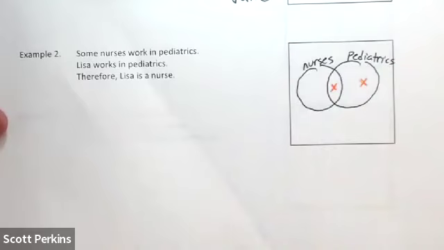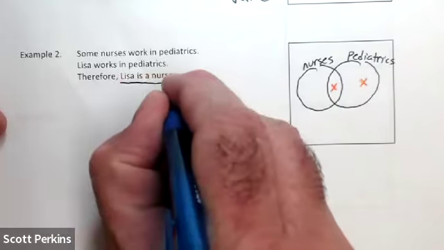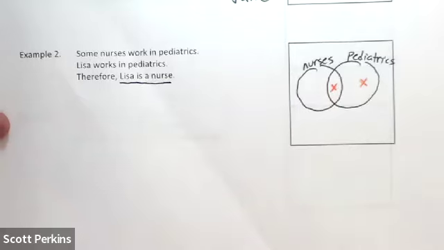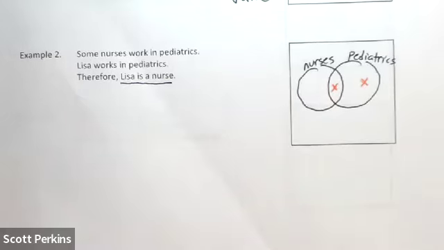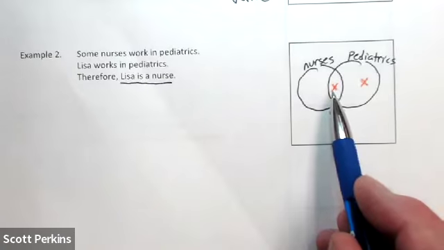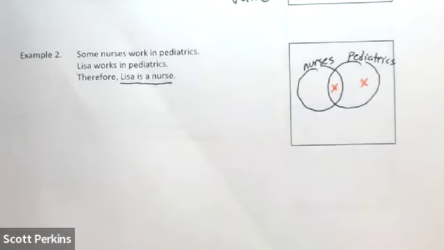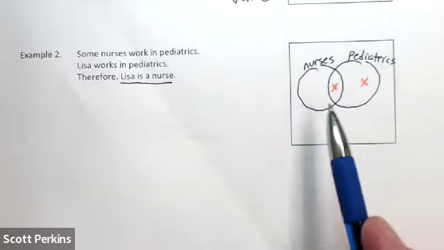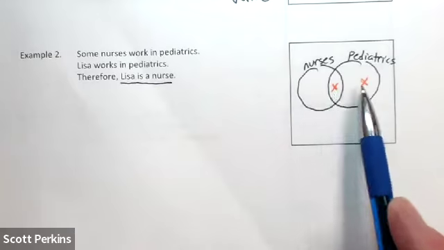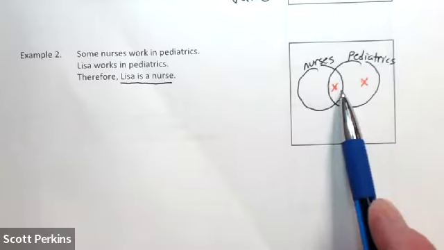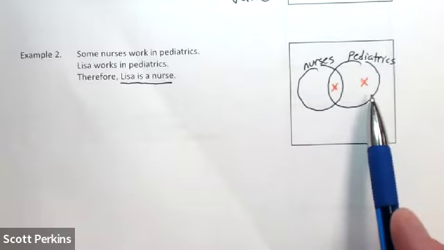So here's my question. Do we have to come to the conclusion that Lisa is a nurse? Is that the only conclusion that we can come to? No, she does not have to be a nurse, because to be in the pediatric circle, she could be out here. She could be a doctor. She could be whatever else people do in the pediatrics world. I'm not that familiar with it. But the point is, the premises are not specific enough to make that conclusion. Does that make sense? Okay.